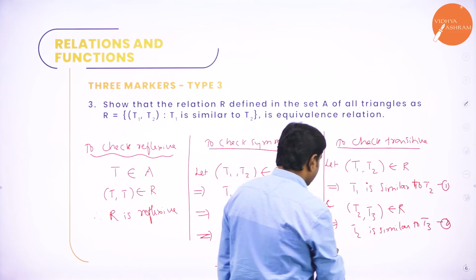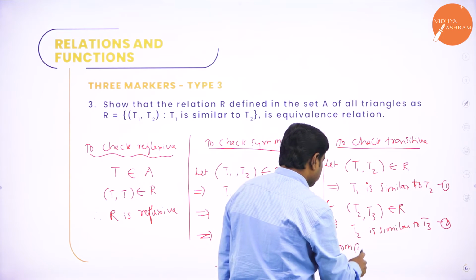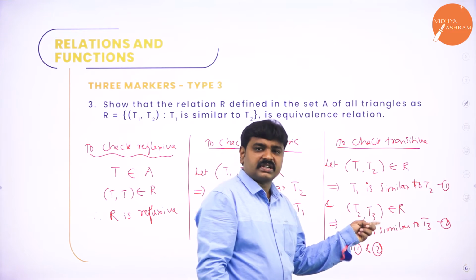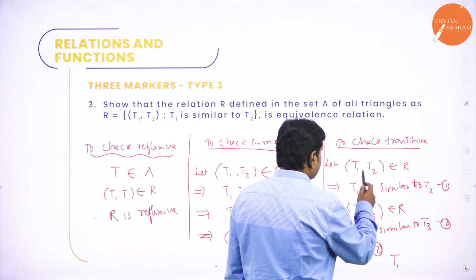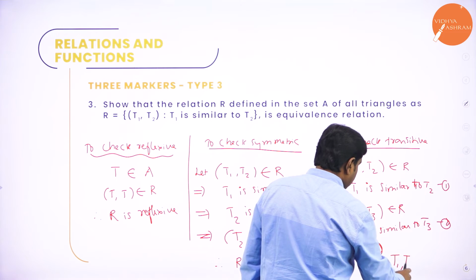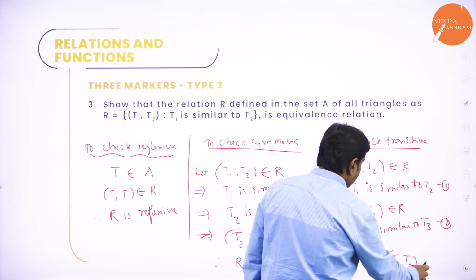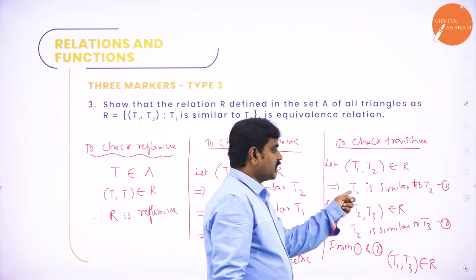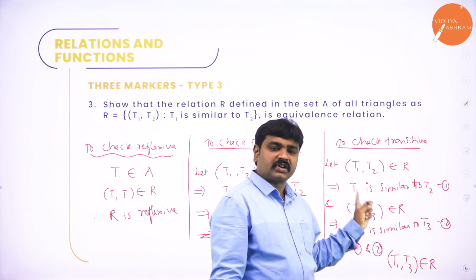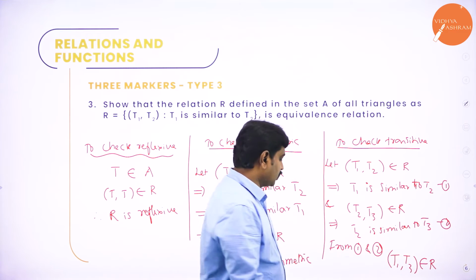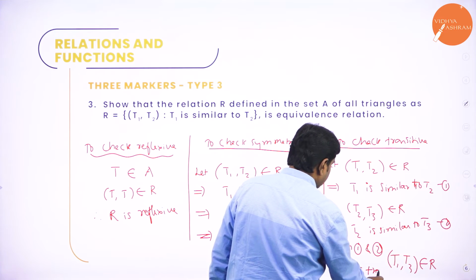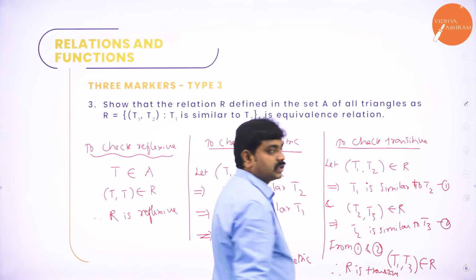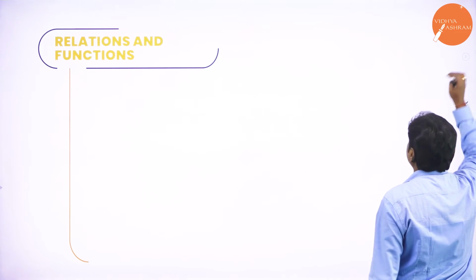So from 1 and 2, what is the conclusion? First is similar to second and second is similar to third. Therefore from 1 and 2, first is similar to last. So T1 is similar to T3. So T1 comma T3 belongs to R. First triangle is similar to second, second is similar to third, therefore first and third are similar. So T1 comma T3 belongs to R. Therefore R is transitive. Since, what is the final conclusion? Since R is reflexive, symmetric and transitive, therefore R is equivalence.